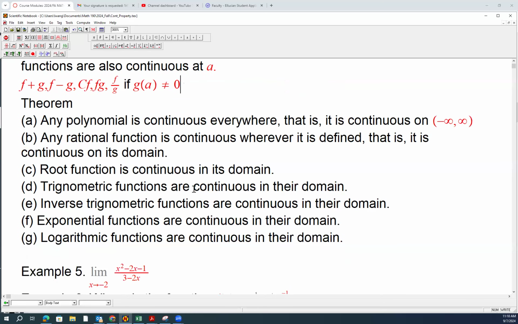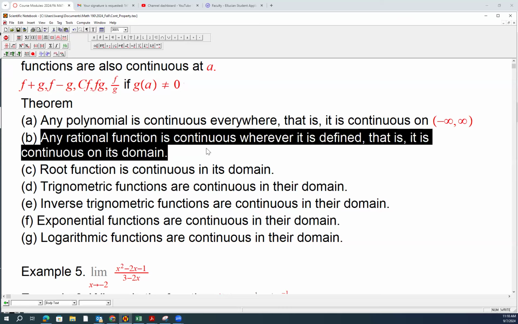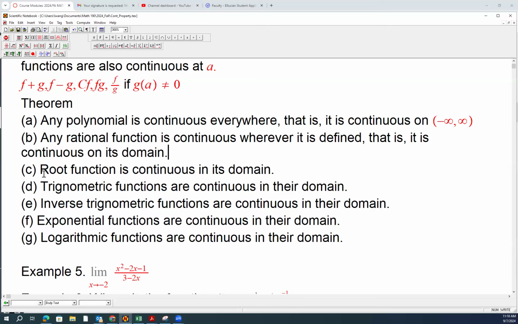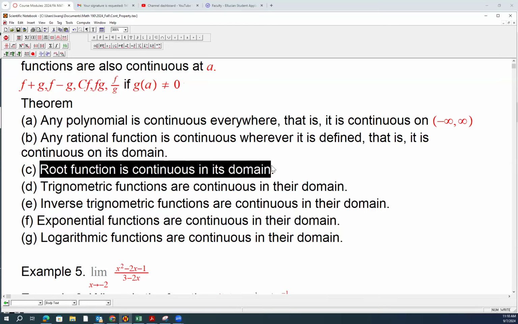And what is more, we have other properties too. Any polynomial is continuous everywhere. We know a polynomial is defined everywhere, right? So to find the limit of a polynomial, it's just direct substitution, and we've done that many times over. Any rational function is continuous wherever it is defined. In other words, it is continuous in its domain. And a root function is continuous in its domain, direct substitution.